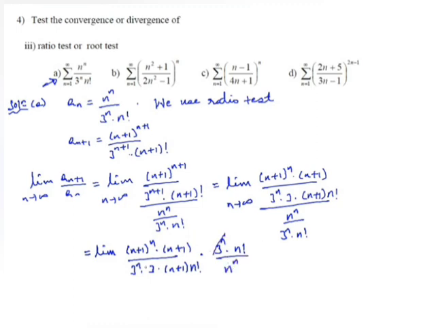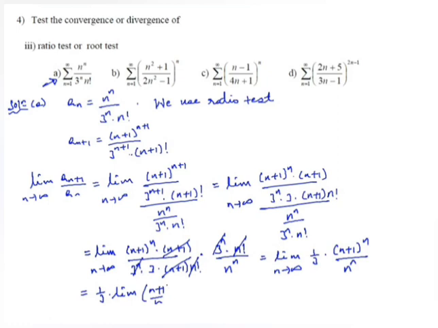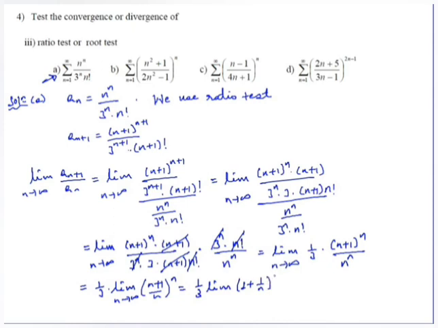Now the terms that cancel: n factorial cancels, as n approaches infinity. This becomes the limit of 1 over 3 times (n plus 1) to the power of n over n to the power of n, as n approaches infinity. So it is 1 over 3 times the limit of ((n plus 1) over n) to the power of n. This value is 1 over 3 times the limit of (1 plus 1 over n) to the power of n as n approaches infinity, which is e.